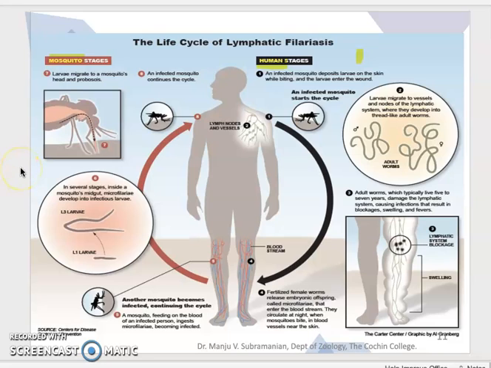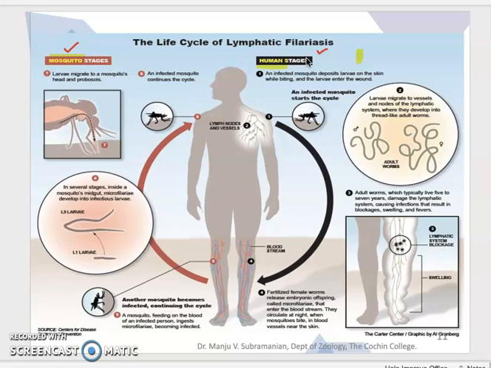So welcome back, students. We will just revise the life cycle of Wuchereria bancrofti. As said earlier, this Wuchereria bancrofti completes its life cycle in two hosts, that is a mosquito and man, a vertebrate host and an invertebrate host. The invertebrate host is a mosquito, which is a vector, and the vertebrate host is a human.